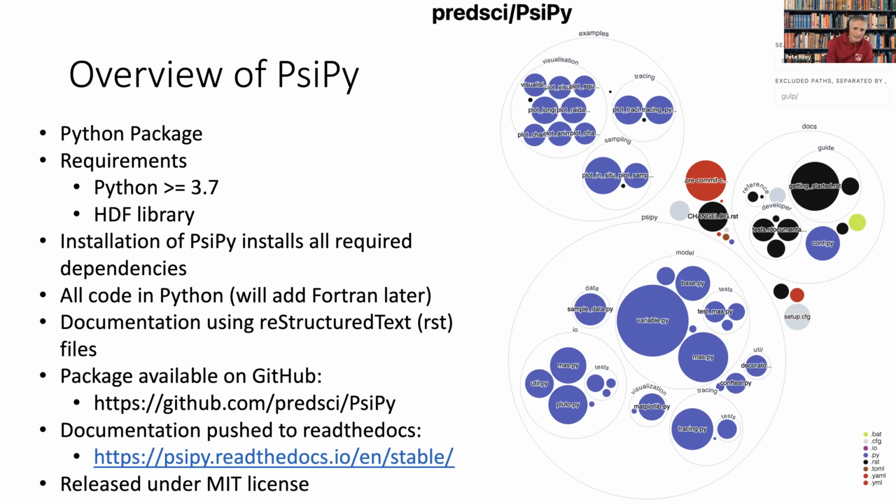We use the restructured text RST system for documentation, and the package is available on GitHub at that URL. I'll paste those in the chat after I'm out of full screen mode. The documentation is on Read the Docs. In fact, if you just Google it, it comes up as one of the first options. It's released under the MIT license, which is the most permissive I could find. If any of you have more experience with the licenses and guidance, that would be great to hear about. But I'm very happy if we stick with the MIT license.